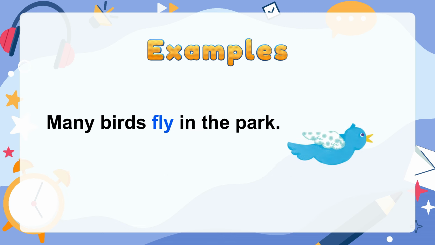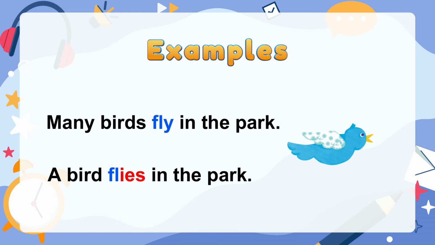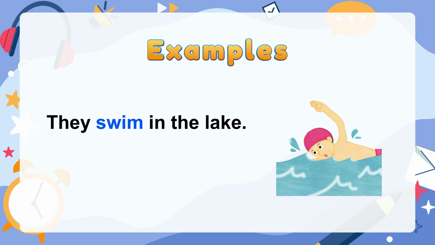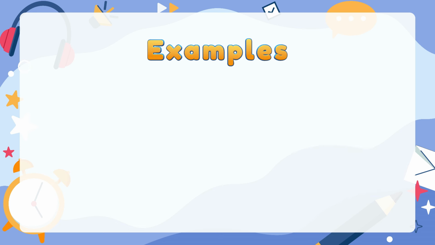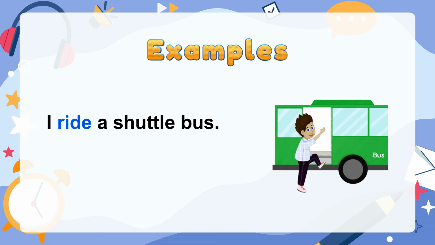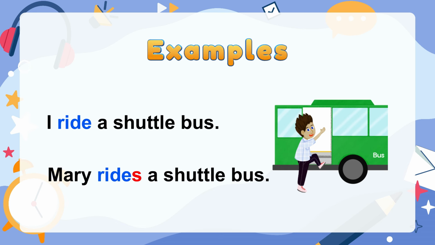Many birds fly in the park. The verb fly does not have an S because there are many birds. A bird flies in the park. The verb flies has IES because there is only one bird. They swim in the lake. Sam swims in the lake. I ride a shuttle bus. Mary rides a shuttle bus.